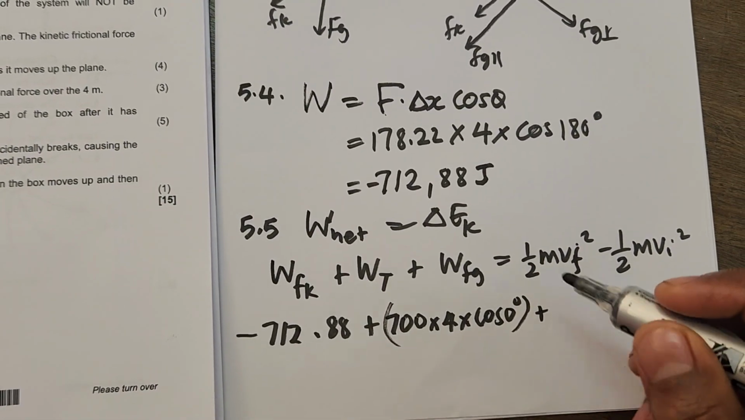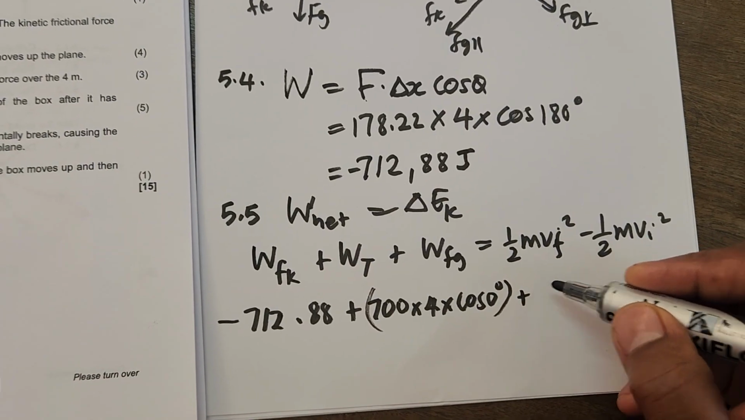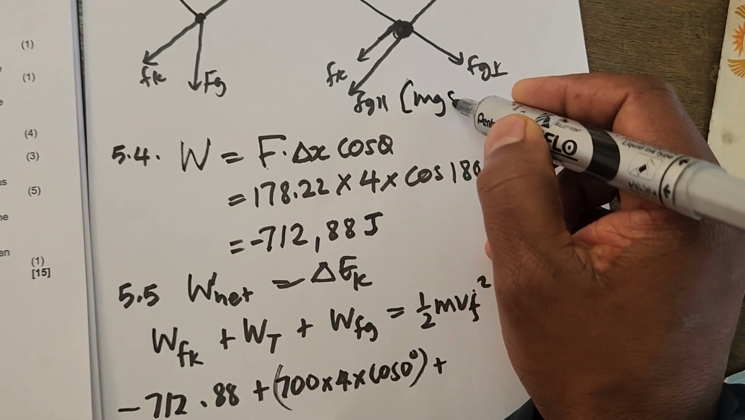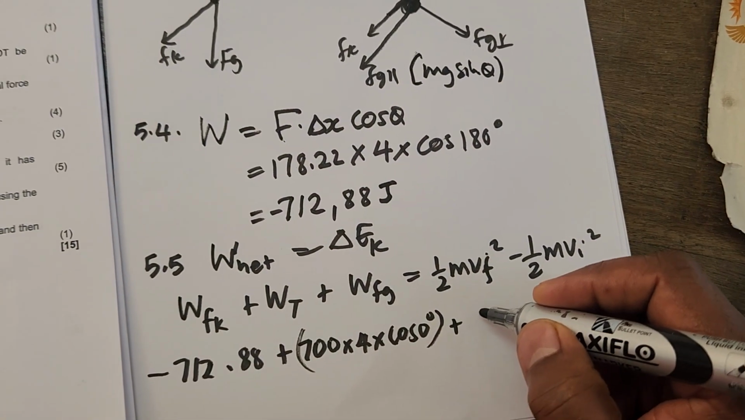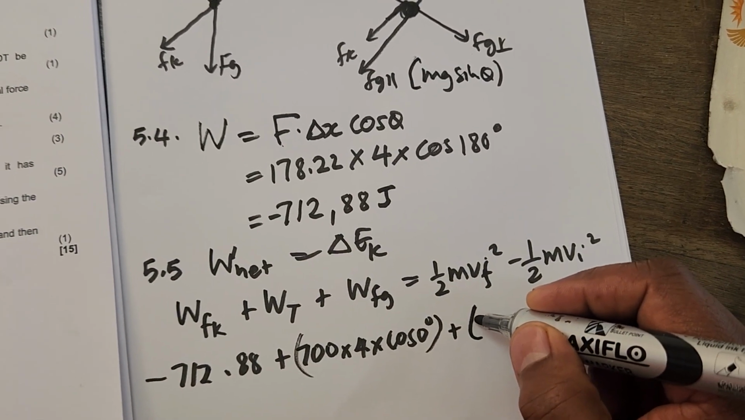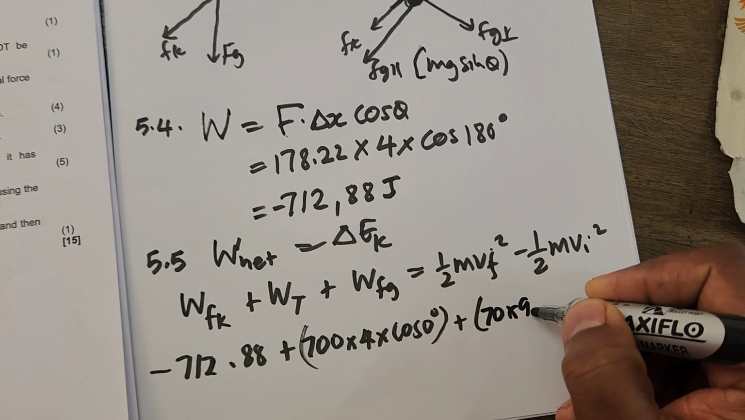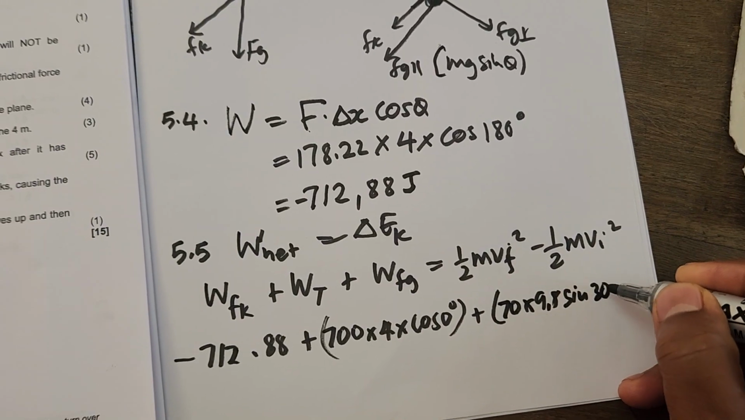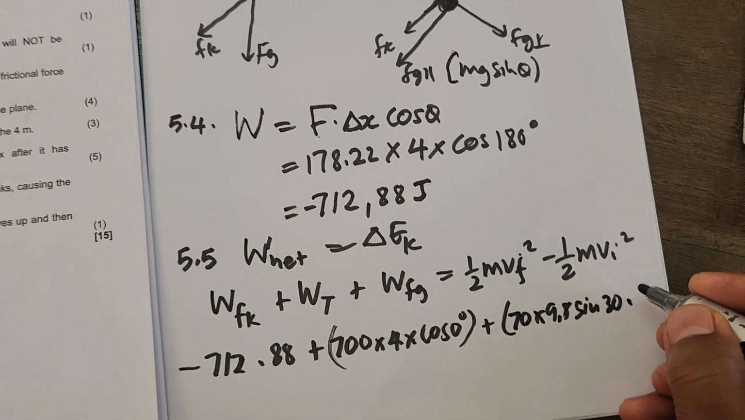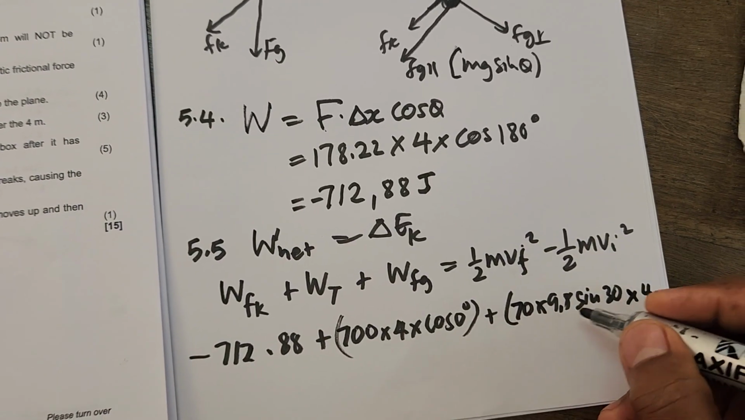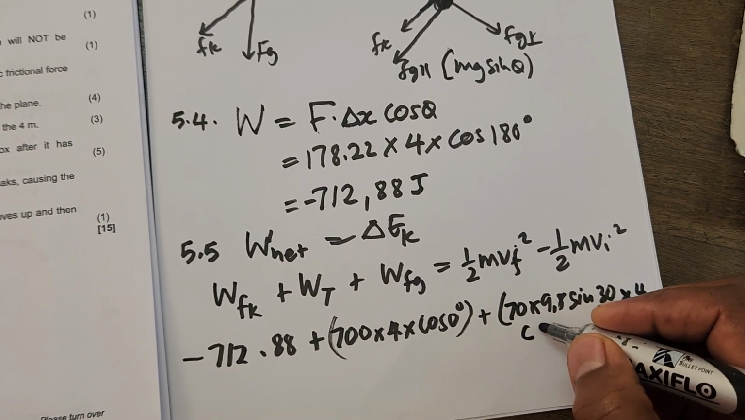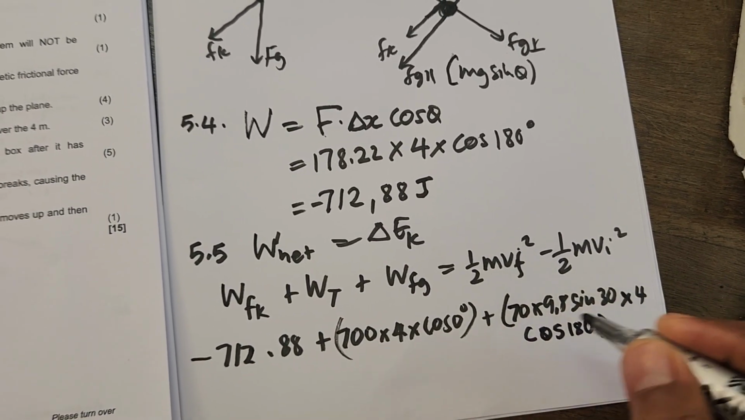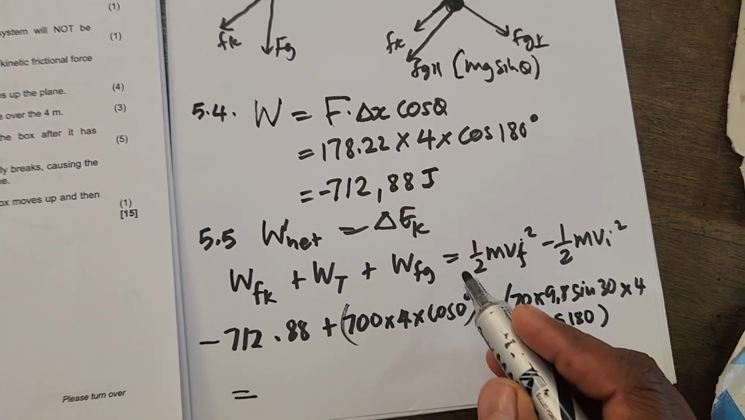Height is not given, so I can use Fg parallel. What is Fg parallel? Mg sin theta, don't forget. Therefore, open the bracket: the mass of the box is 70 multiplied by 9.8, multiplied by the sine of the angle with the horizontal, which is 30. This is the force, delta x is 4, so multiply by 4, and also multiply by cosine of 180. This will be the expression on the left hand side, which equals the change in kinetic energy.